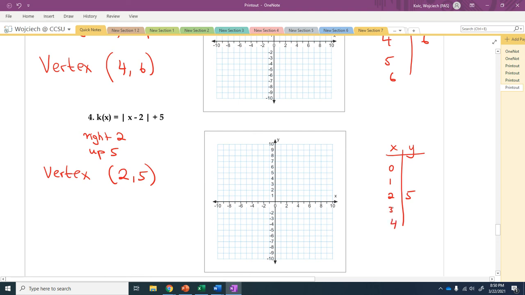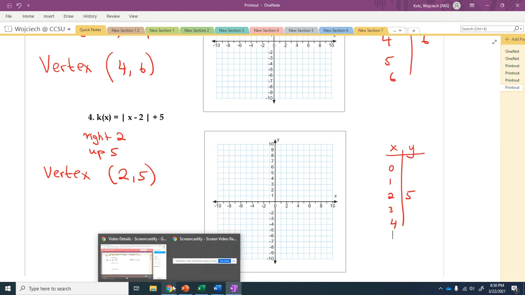Okay. So thank you for watching this video. I think the hardest thing is to come up with the vertex, because if the vertex is incorrect, you will not do this correctly. And then you have to make a table of values, evaluate for the value of y. So again, thank you for watching this video and have a good day.